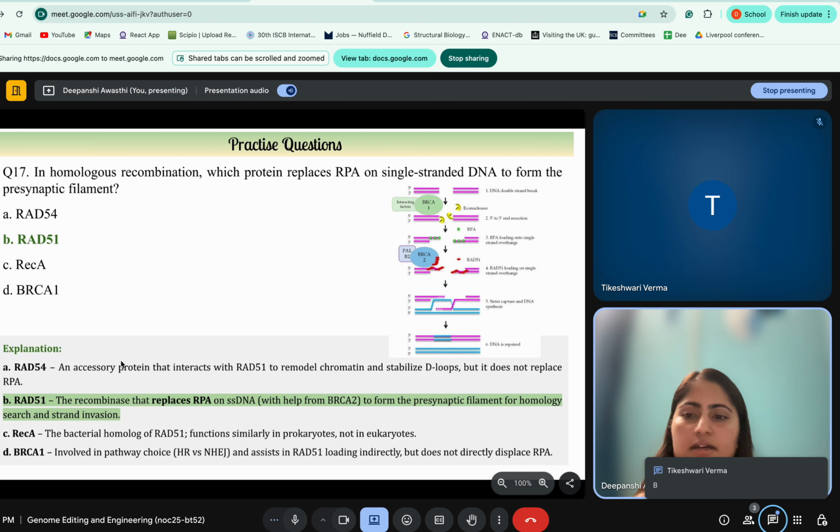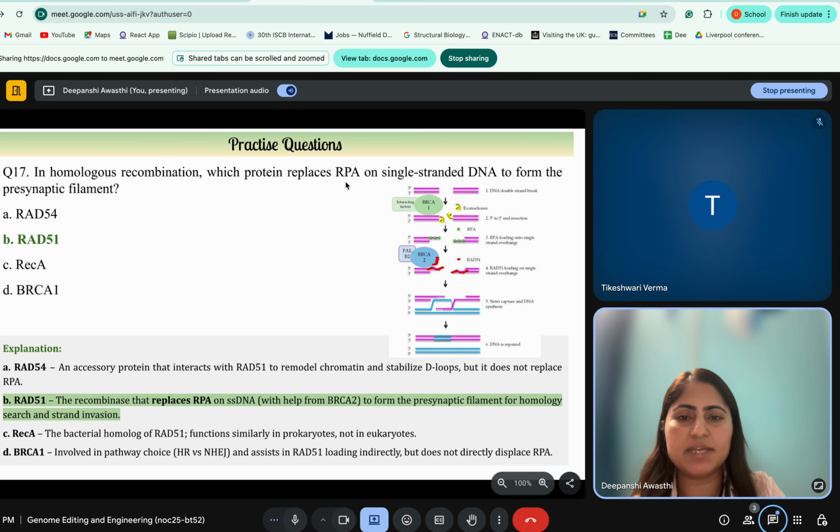Yeah, so you're right, because we have discussed that RAD51 is the one which will replace the RPA, and this replacement is further helped by BRCA2 and PALB2. RAD54, so if you remember when we were talking about accessory proteins, then we discussed that RAD54 interacts with the RAD51 to remodel chromatin and stabilize the D loops, because this RAD51 leads to the D loop synthesis.